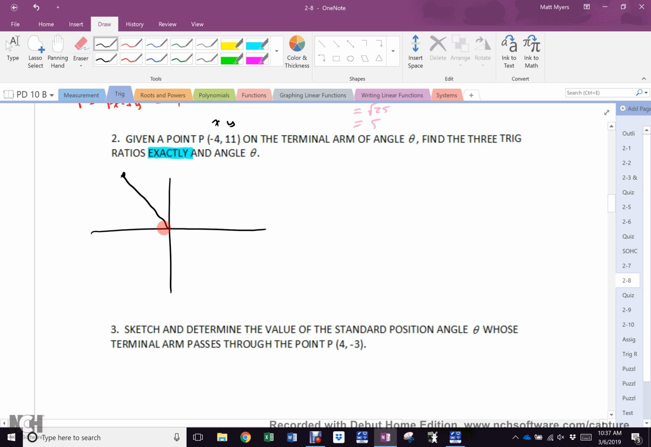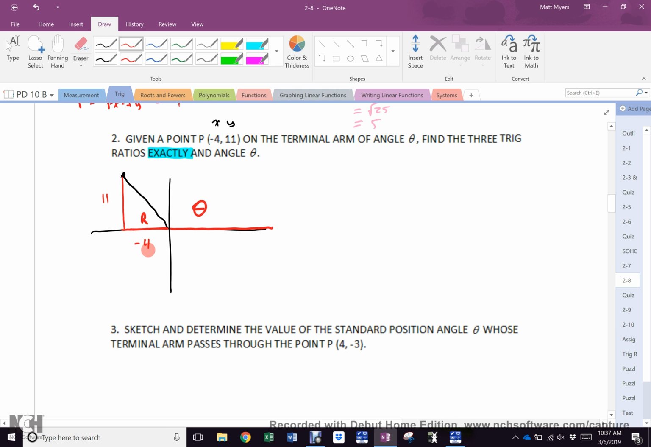Okay. Now that creates 2 triangles. This is what we did in the first day. It creates the actual theta and it creates a reference angle. Which of those 2 can I work with right now? The reference angle, because I only know how to do trig with 90-degree triangles, right? Okay, so that means I got to work over here. How far is this? 11. How far is this? -4.